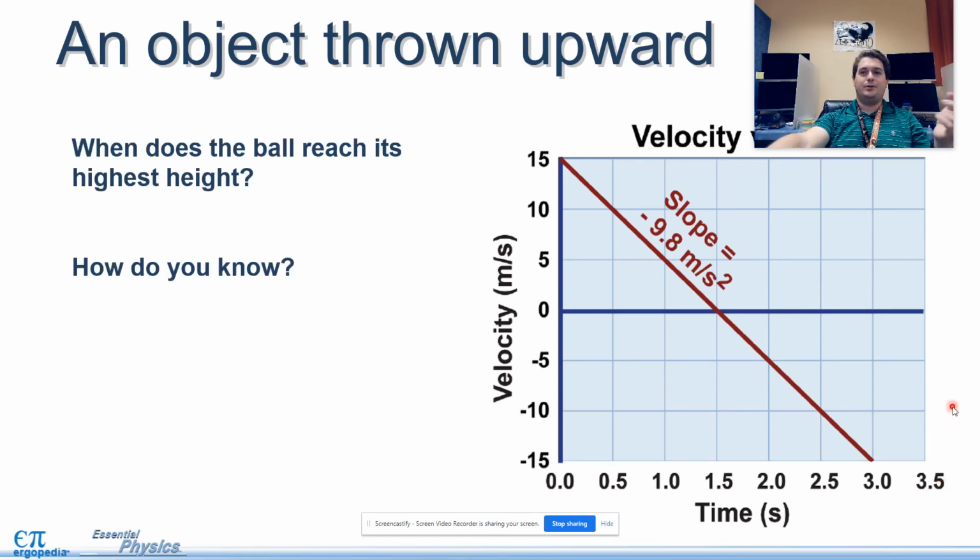When does it reach the highest point? Well, what did I just say? Right here, when its velocity is 0. Think about it. It's going up, up, up, up, up. Velocity at the top is 0, but acceleration is still negative 9.8. And then it comes back down. Okay?